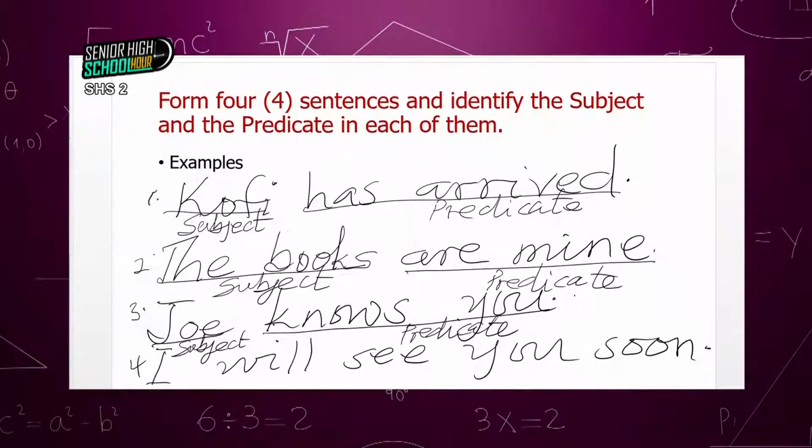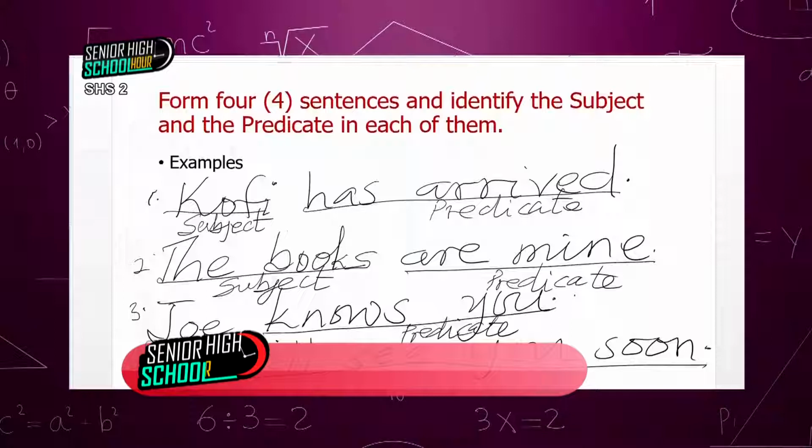Our last sentence: We'll see you soon. So we'll see forms the group for the verb, and therefore from we'll see you soon is the predicate. Good. As I said, when we look at our fourth sentence, the verb in there is will see, the verb group, or the verbal group. And you have you soon. From will see to you soon forms the predicate, because we have the verb there.